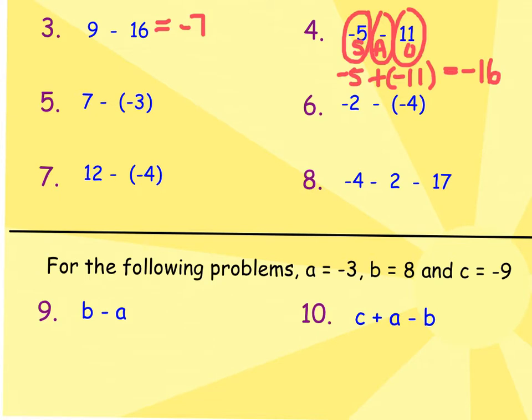All right, let's take a look at number 5. Same thing here. We're going to use SAO. The S means that the 7 is going to stay a 7. The A is going to change to an addition sign. And the opposite of -3 is +3. So this ends up being 7 plus 3, which is 10.